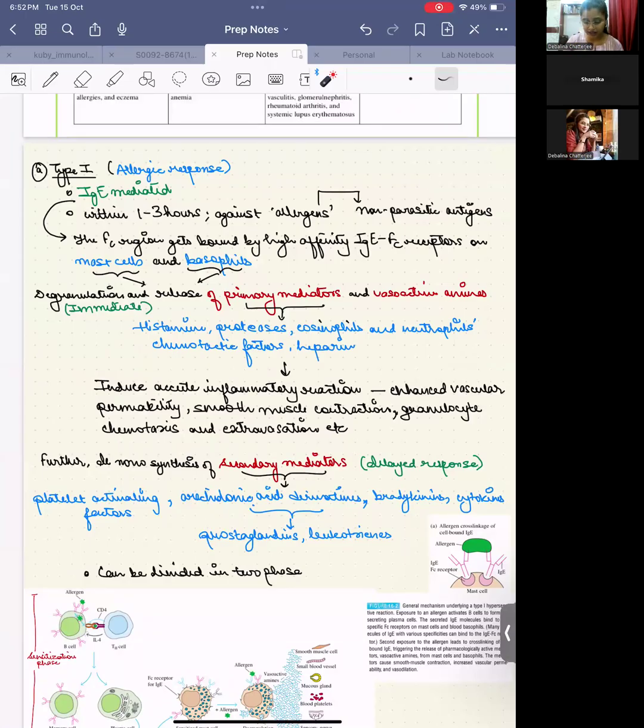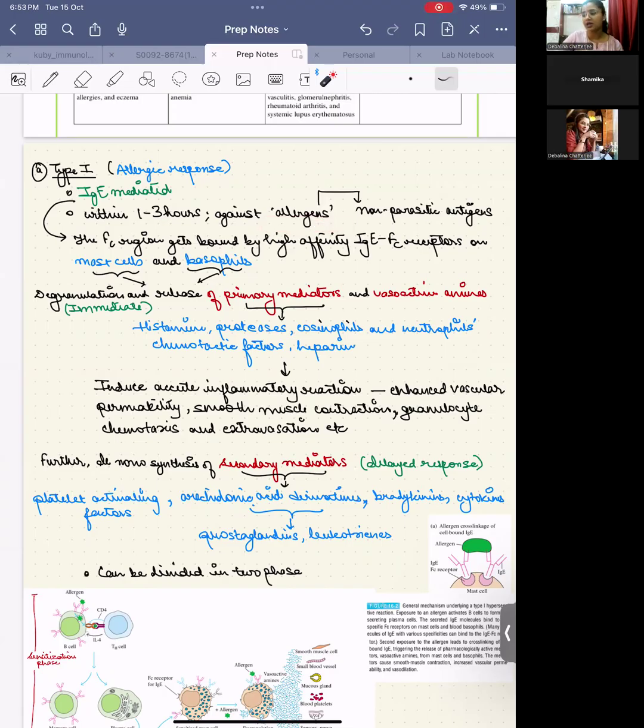The response of IgE is not one that favors your body or some sort of immune response. It's not a favorable immune response, because mostly it is mediating the allergic responses, and allergy of any sort is more of a harm to your body rather than being helpful to us. So type 1 hypersensitivity is mediated by IgE antibody, and the response is evident within 1 to 3 hours of your encounter with allergens.